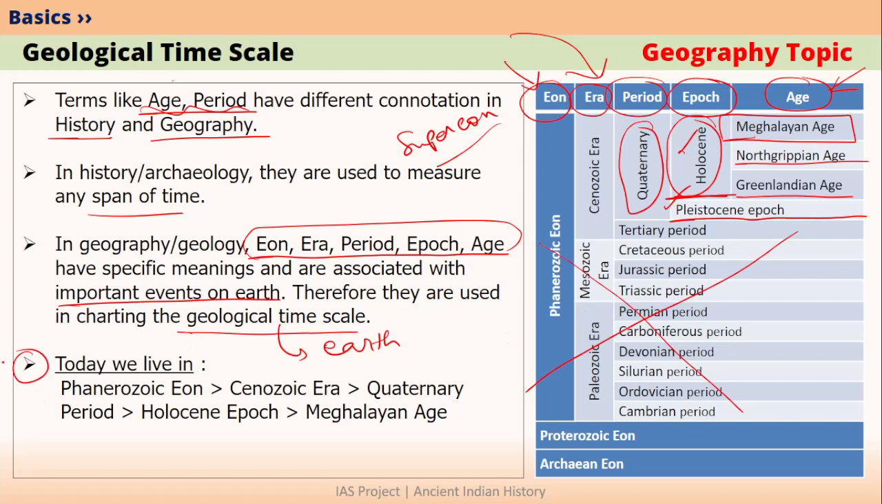Now we can talk about a prelims question. If the question is asked, what age do we live in today? The answer would be Meghalayan age. What epoch do we live in today? Holocene. What period? It would be Quaternary. What era? It would be Cenozoic. What eon? It would be Phanerozoic eon, which is shown here. So all these are the current eon, era, period, epoch and age.